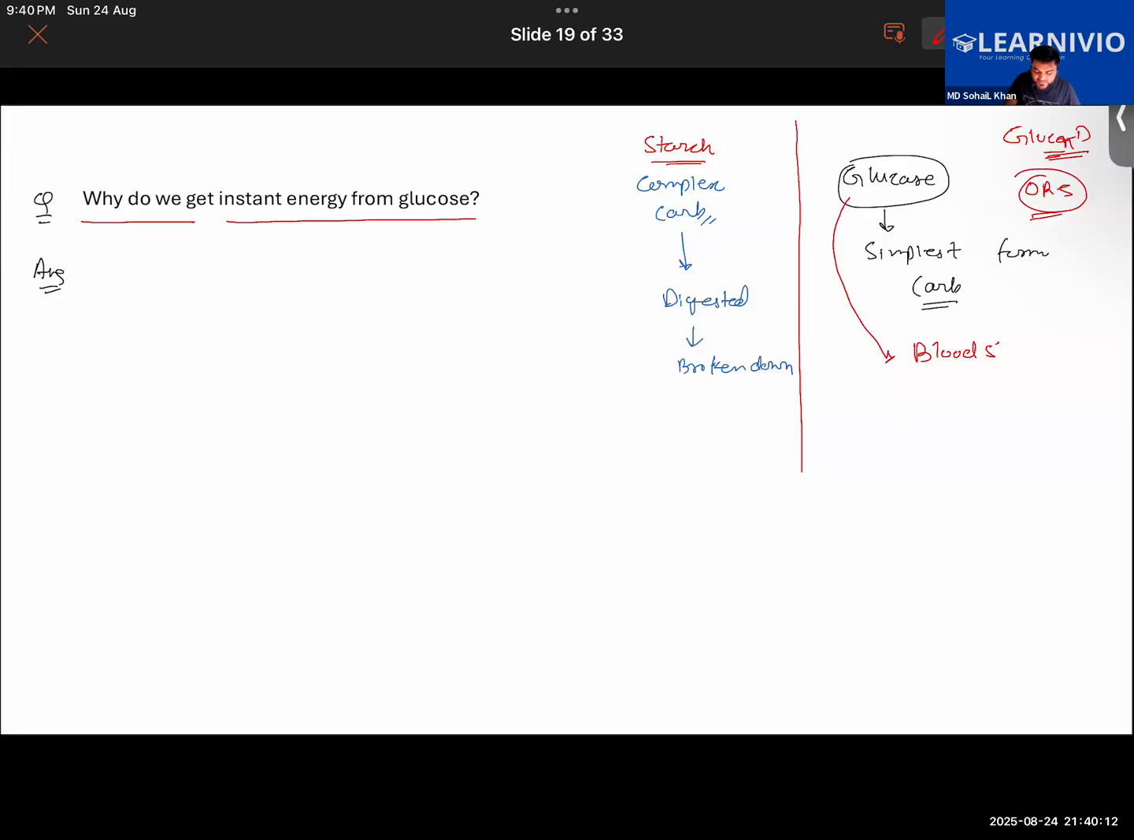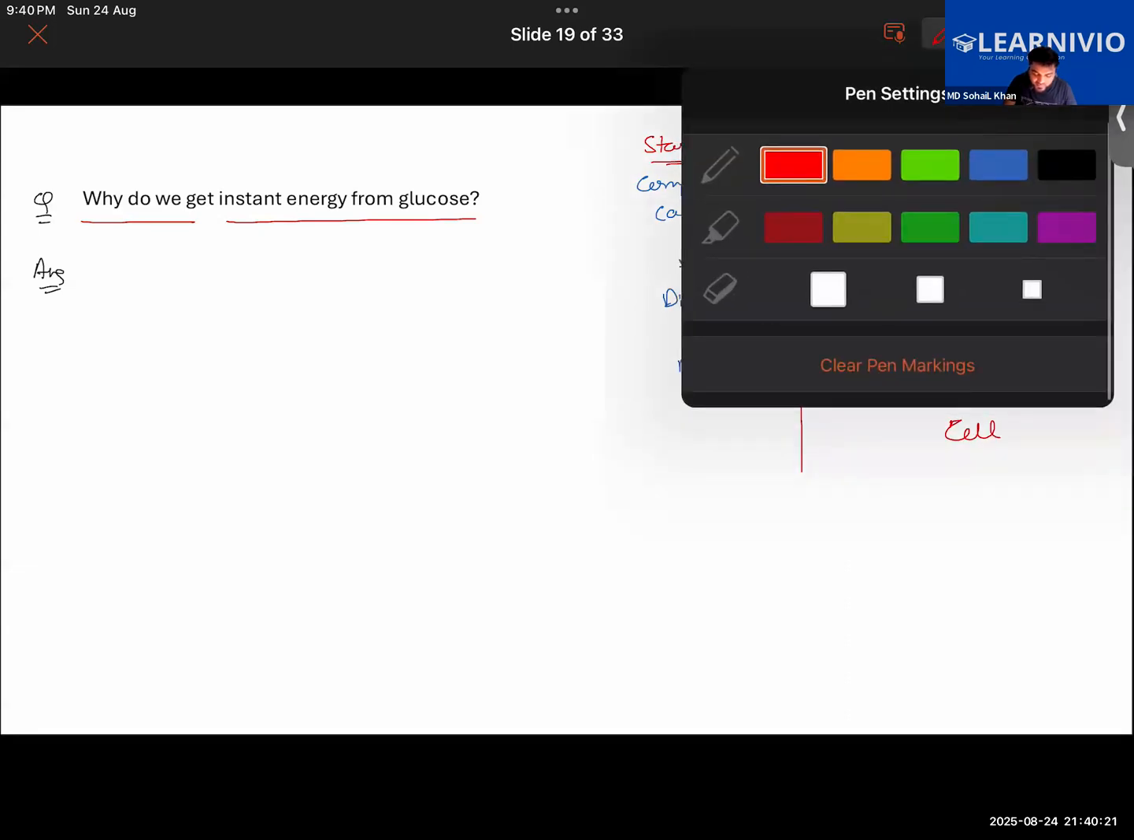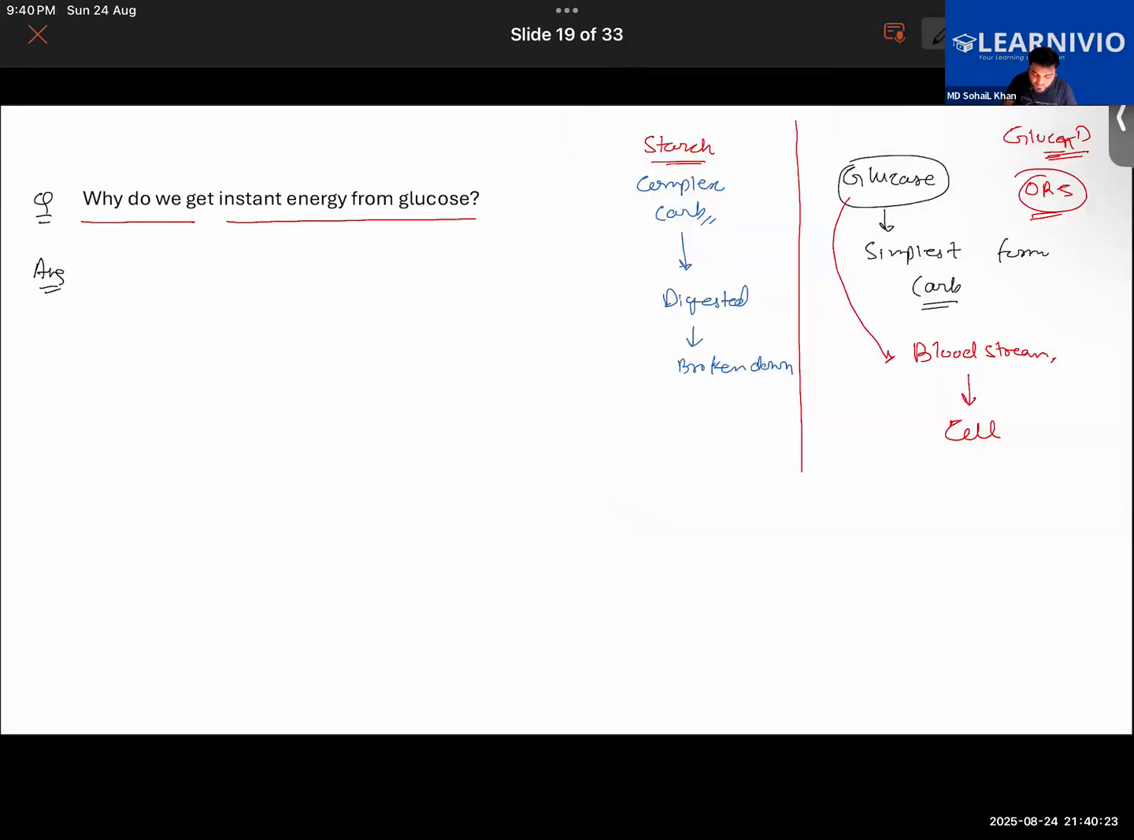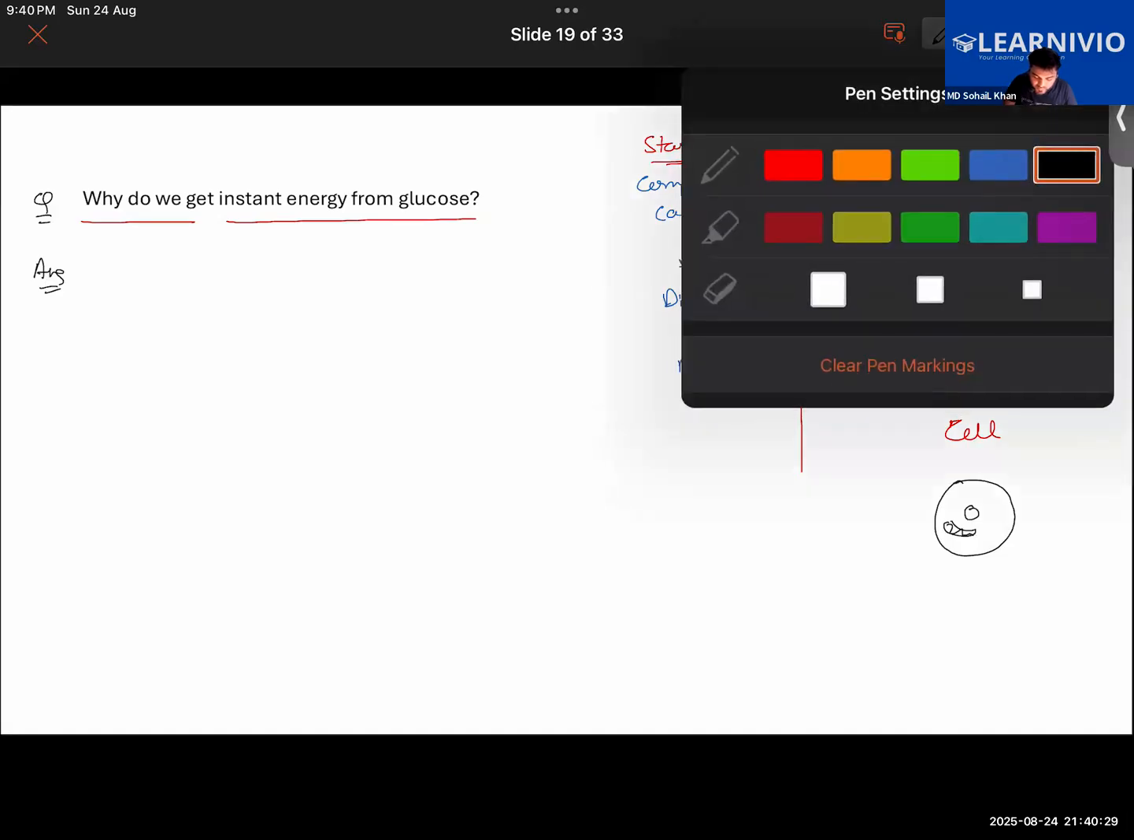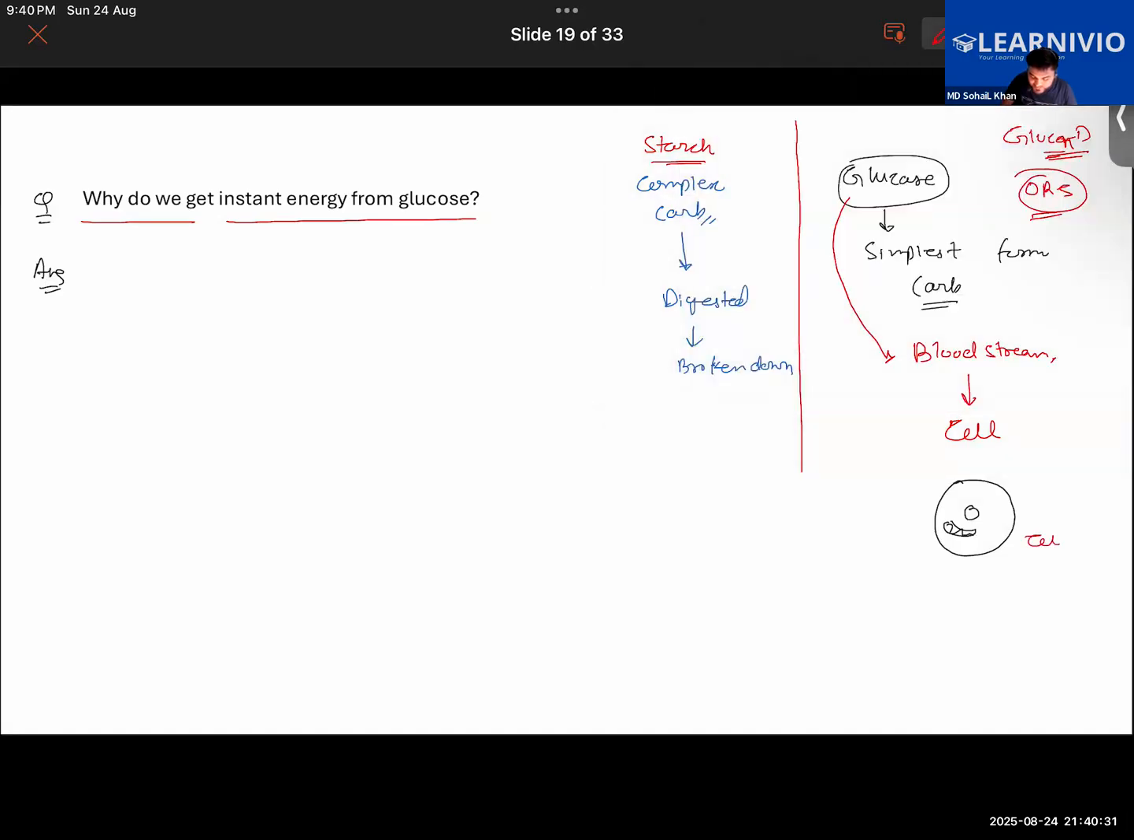Since it is directly absorbed into the bloodstream, the blood carries it. Where will the blood carry it to? It will carry it to the cells, and the cells will do the process of assimilation, which is using the nutrients. So the cells continue to get energy.